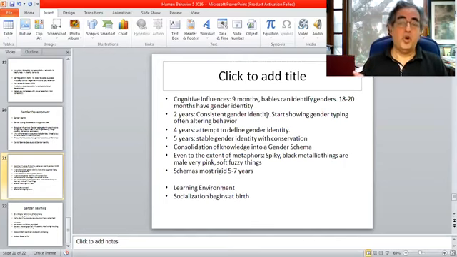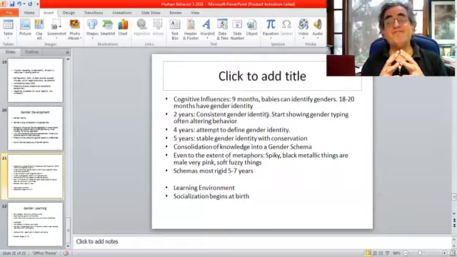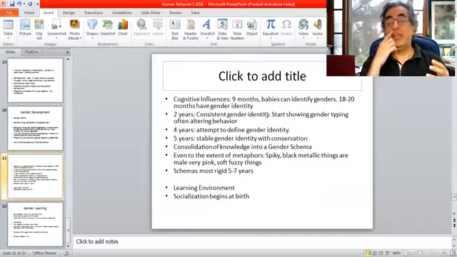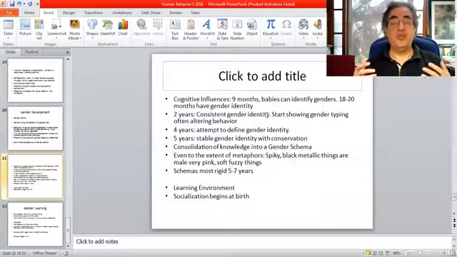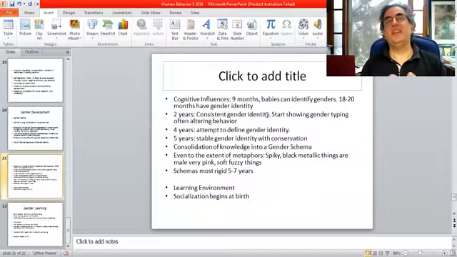There are also cognitive influences. So 9, 10 months old babies start to identify genders. Then a little bit later, they have their own gender identity. At this stage, this is one of the ways in which Piagetian theory is relevant. They have gender identity, but they are not showing gender conservation.